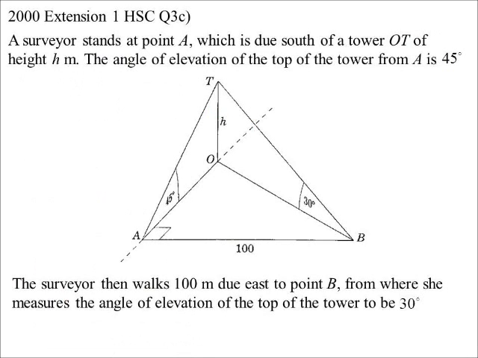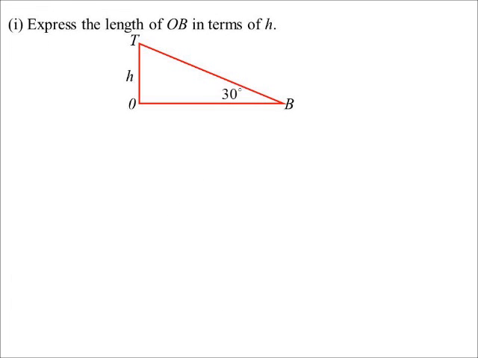Classic 3D problem where you've got a pyramid, if you like, or a surveyor. Now, a surveyor would have all the instruments to work out the angles and what have you. Due south of the tower, OT, height H, angle of elevation 45. Surveyor then walks 100 metres east, point B, angle of elevation now becomes 30. All right. Express the length OB in terms of H.